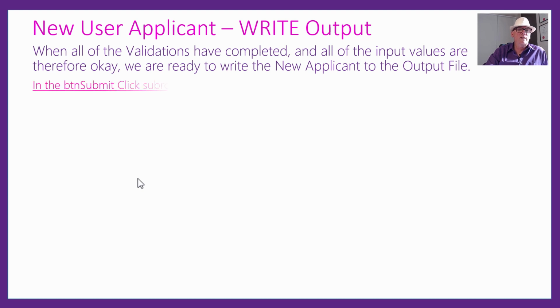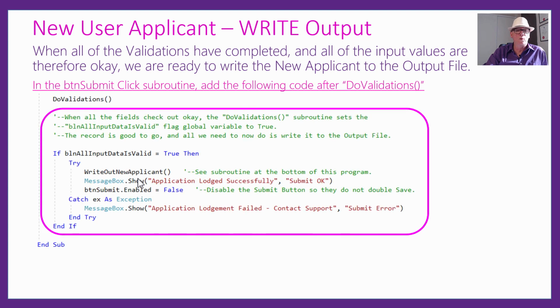All right. So once everything is good on a form, then we can now write the output. So what we have is that just past where we had the button submit click. So we're in that button submit click event code. And we had all that stuff to do all the validations. And when it finished, Boolean all input data is valid equals true, well, then we know everything's good on the form. So we're ready to write out a new applicant. So we need to use try, catch, end try whenever we're doing file writes. So we're going to have a separate subroutine that's going to write out the new applicant.